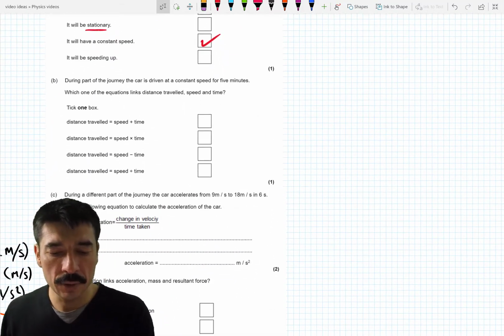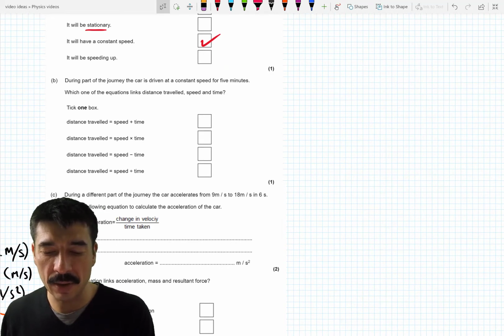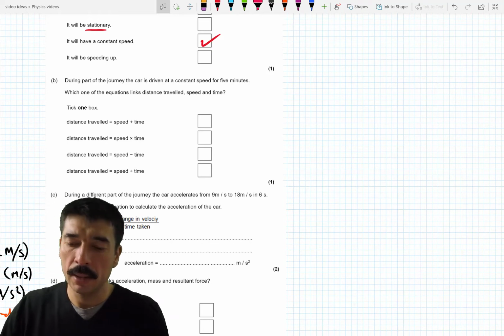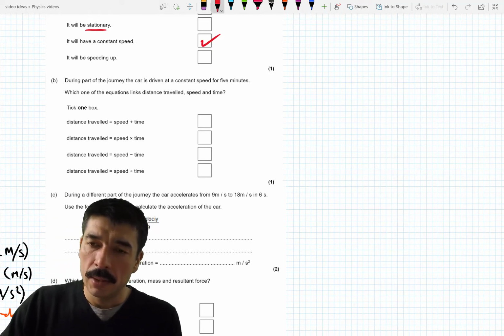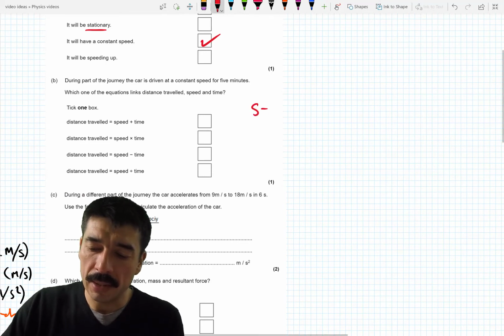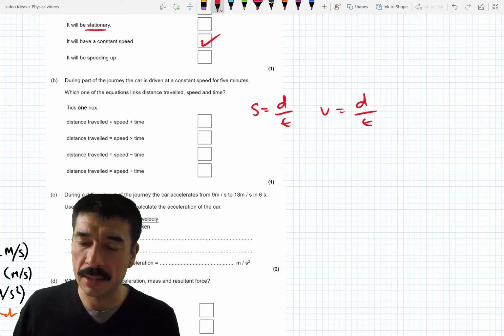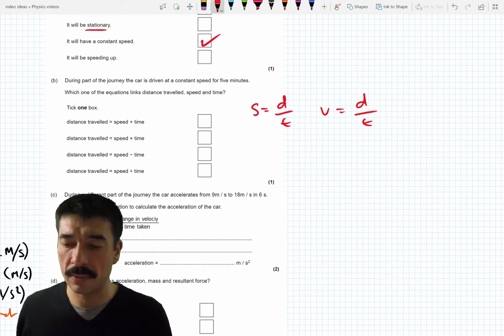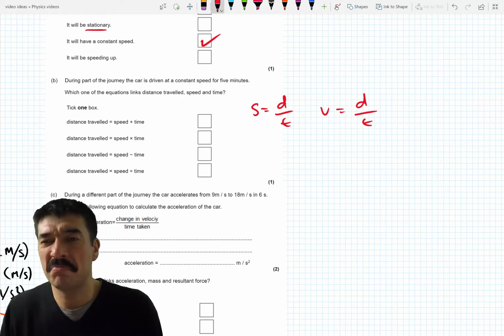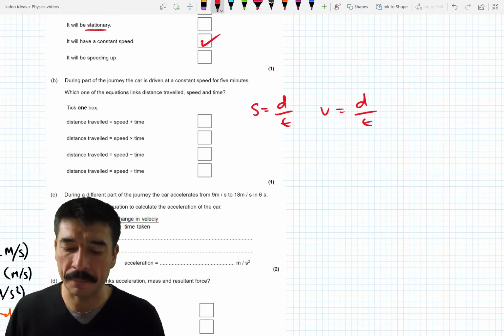Next bit, B. During part of the journey, the car is driven at a constant speed for 5 minutes. Which equation links distance travelled with speed and time? So, speed equals distance divided by time. Velocity equals displacement divided by time. Speed is without direction. Velocity is with direction. Okay? Pretty much most of the time you treat them as though they're the same thing.